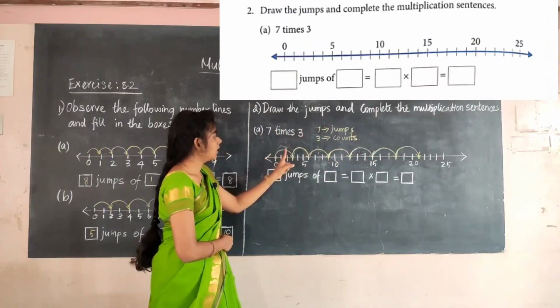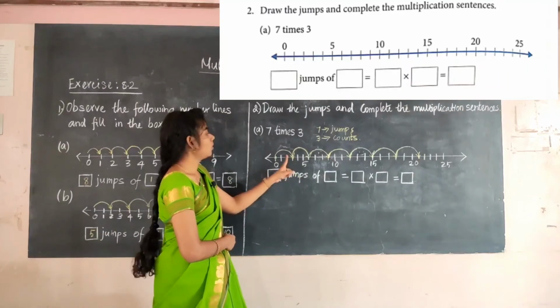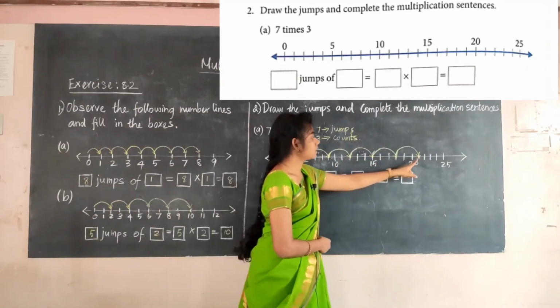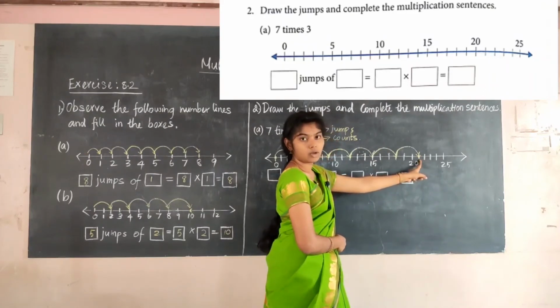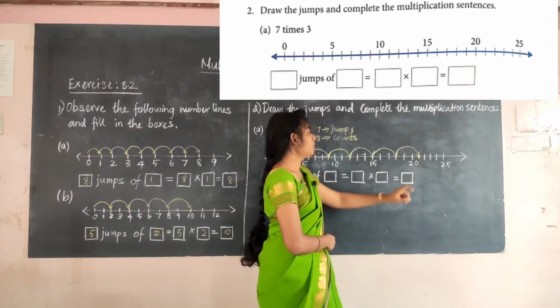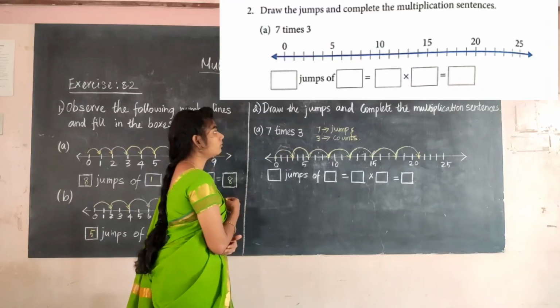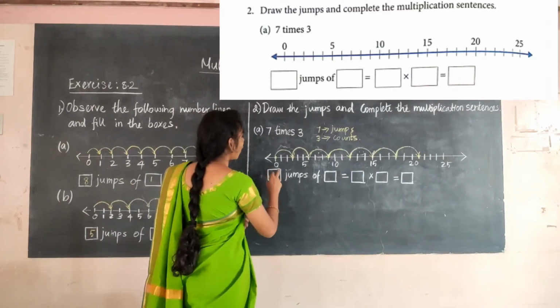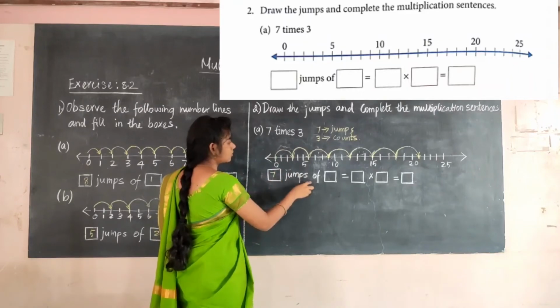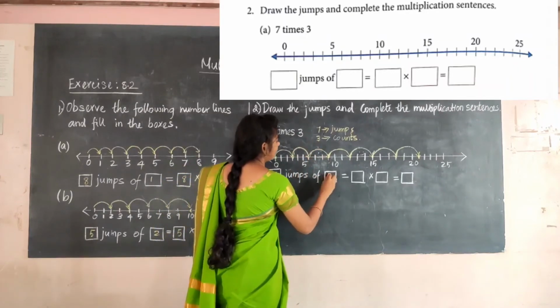7 times 3. We have counted 3. So here we have to find the answer. What is the answer now? 20, after that 21. So the result is 21 in the multiplication. So we have done multiplication on a number line. So how many jumps? 7 jumps of 3.